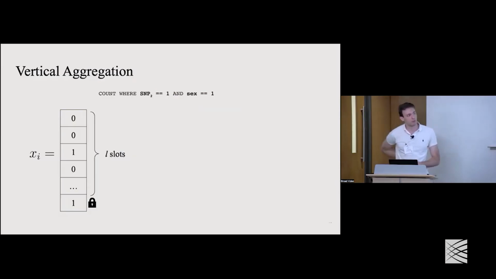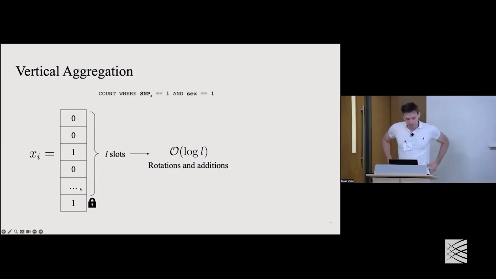Again, we're computing this all homomorphically. So the resulting vector for this predicate is going to be encrypted. And it's going to have L slots, which is that SIMD. We need to perform rotations and additions to aggregate this to return back a count for our researcher.